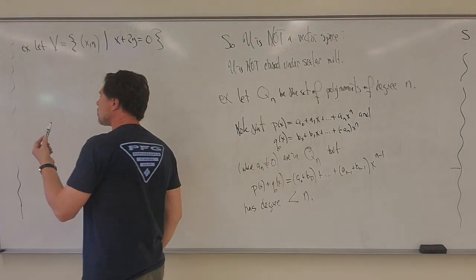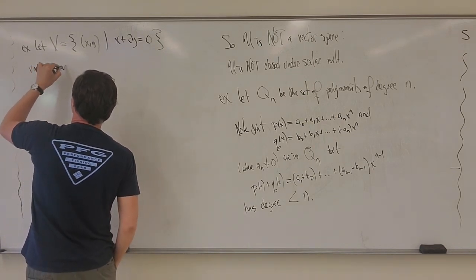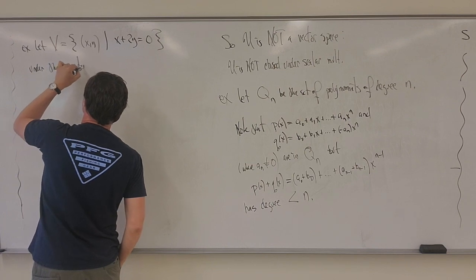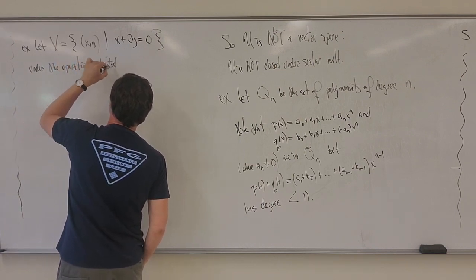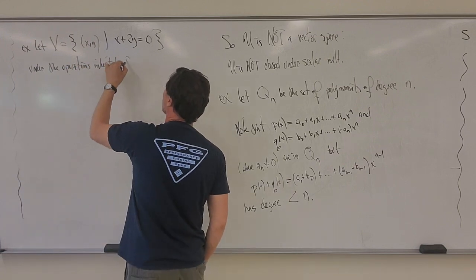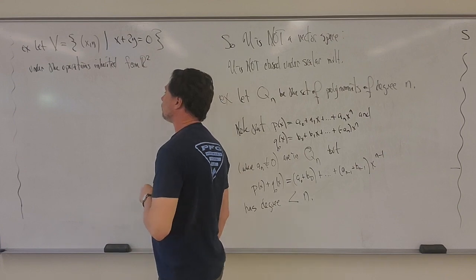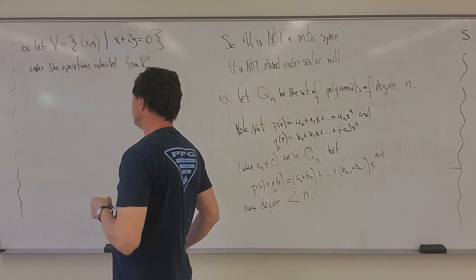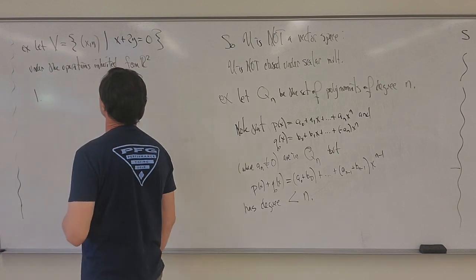And I want to use the usual operations inherited from R2. And so let's go through the axioms and see what happens here.